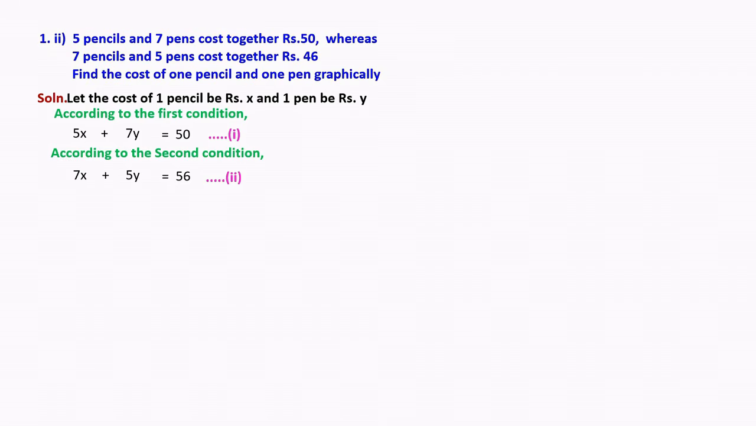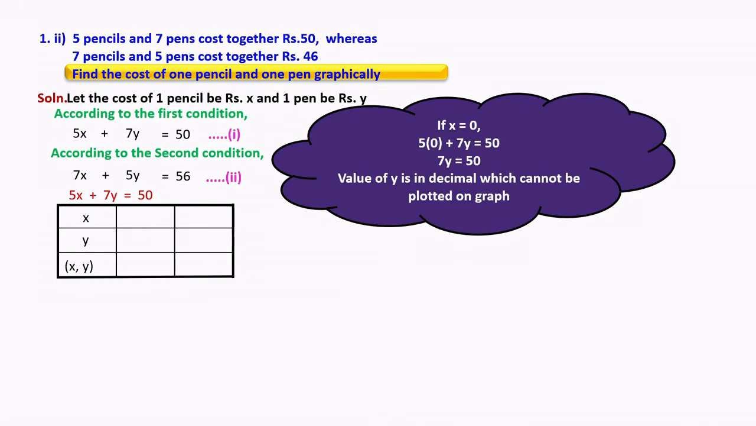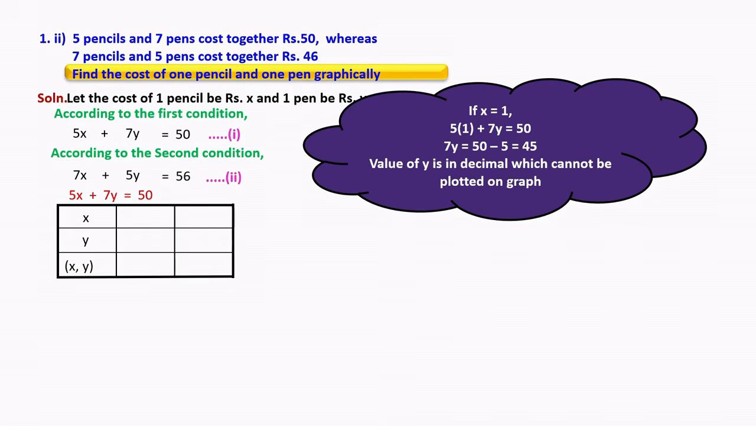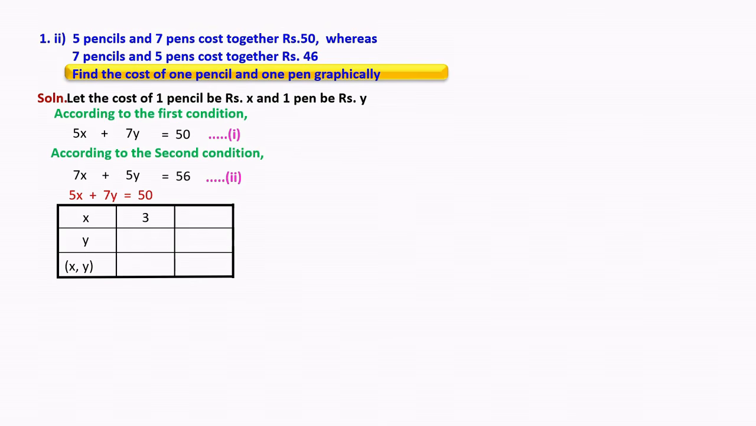This is equation 2. Now, for graphical representation, for the first equation, taking convenient values, if x equals 3, 5 into 3 plus 7y equals 50. So y equals 5. Also, when y equals 0, x equals 10. So, the points are (3, 5) and (10, 0).